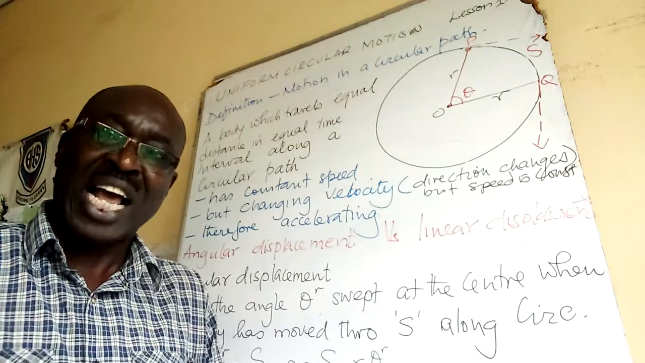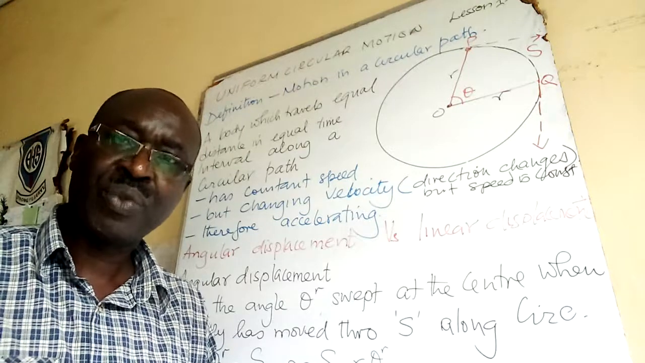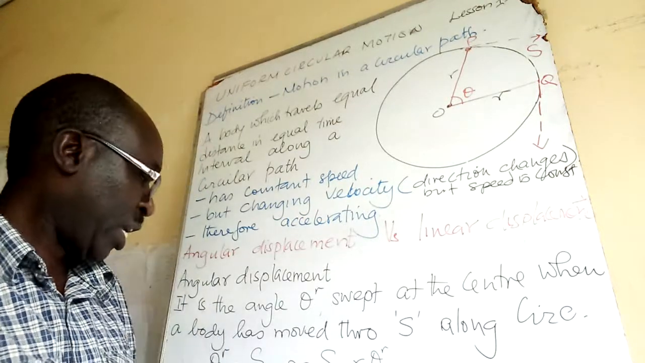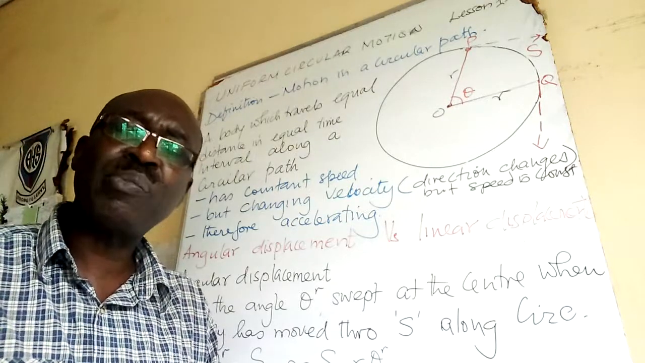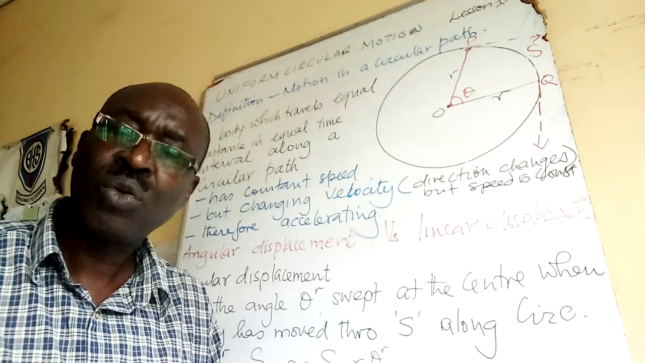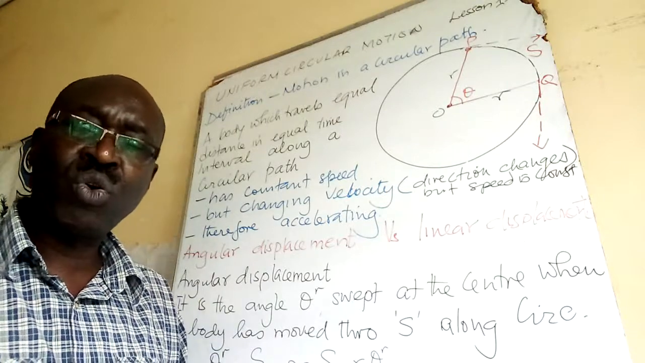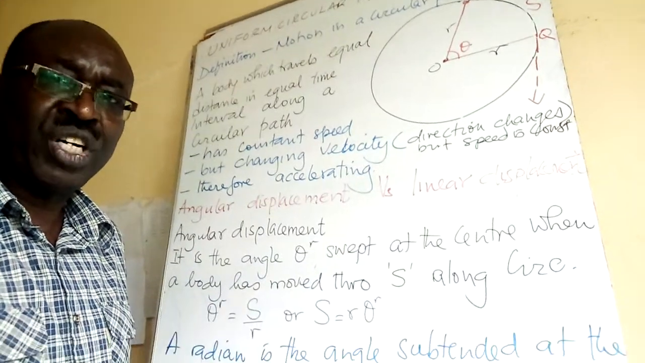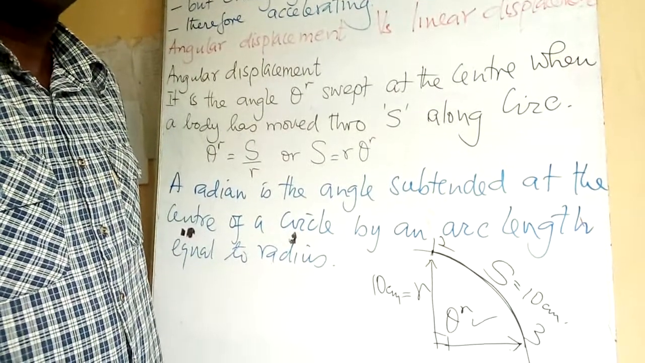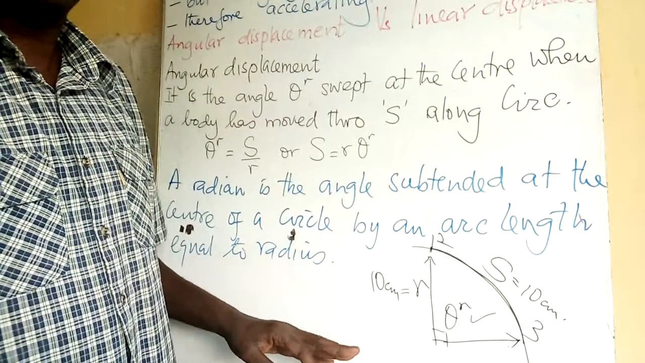Angle is in radians, and therefore a radian here is the angle subtended at the center of a circle when S is equal to R. Go through it again, just check everything up to where I described that. When we have this example here, you are done.